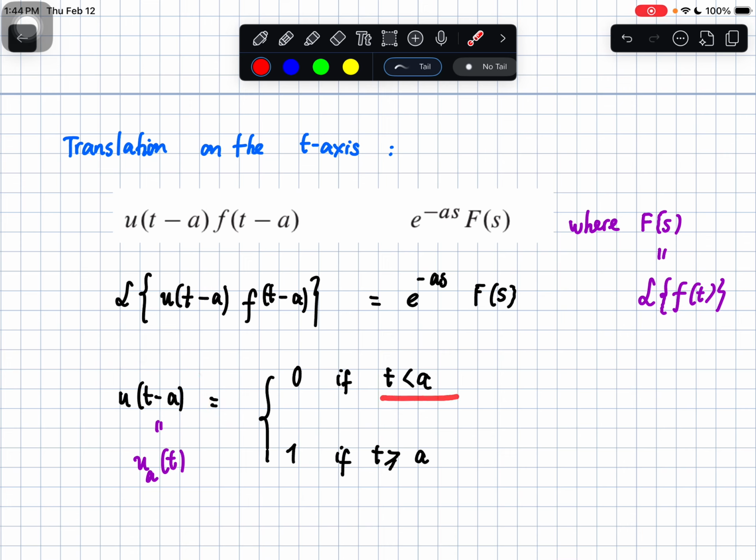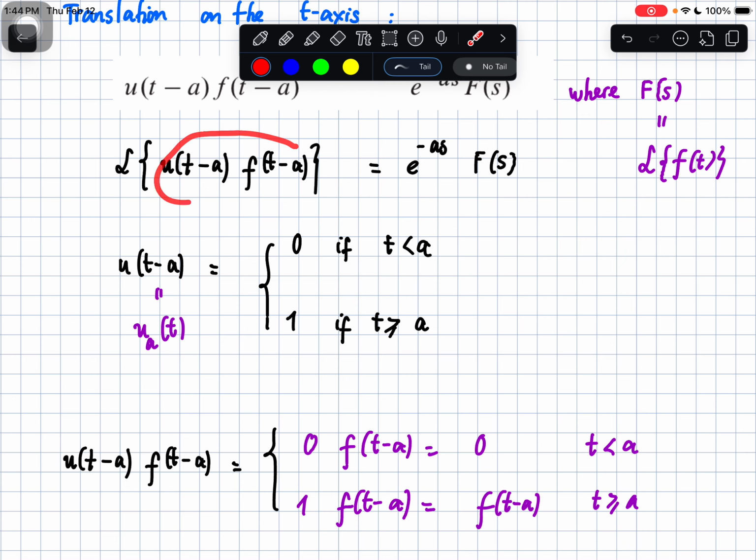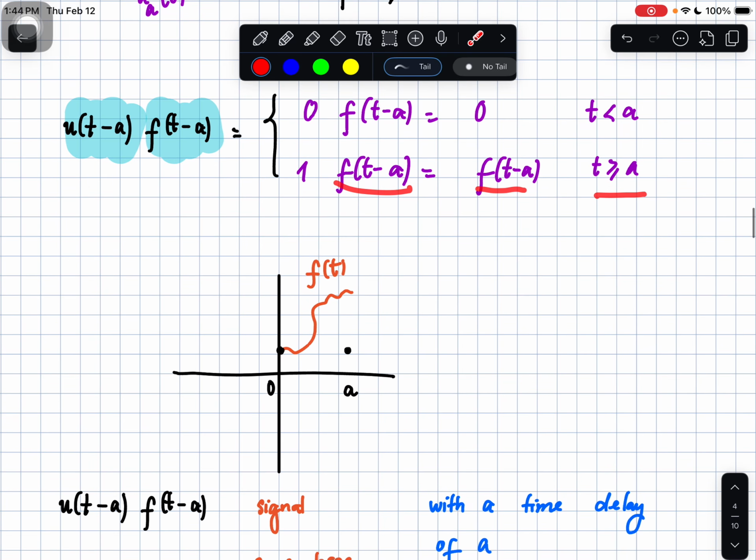If t is less than a, it's sent to 0, and if t is greater than or equal to a, we have 1. So when you multiply this term, u(t minus a) times f(t minus a), it could be 0 times f(t minus a) if t is less than a, and equal to 1 times f(t minus a) if t is bigger than a. So the function, small f of t, looks like this.